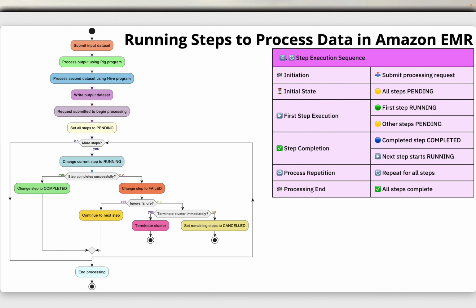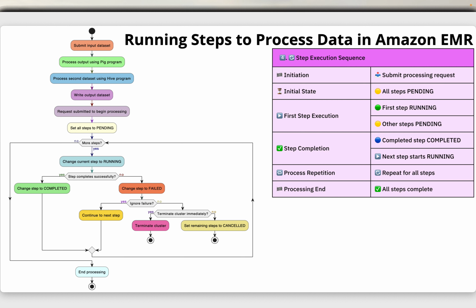And then step execution sequence. The order and state changes of steps during processing. You start with initiation. A request is submitted to begin processing steps. Then comes the initial state. The state of all steps is set to pending. First step execution. The first step changes to running. So if there is a series of steps, the first will change from pending to running, and the other steps remain in the pending state.